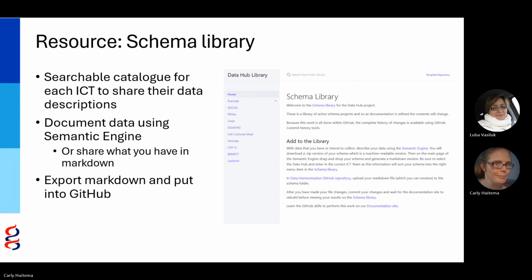to machines. So whichever way that we're using in order to get schemas, we will get a markdown version of the schema. We can put it into the library. It becomes searchable. We have it set up so that each ICT has its own folder, so you can see what other ICT groups are collecting. And then we have contact information so that you could email the owner of that schema.